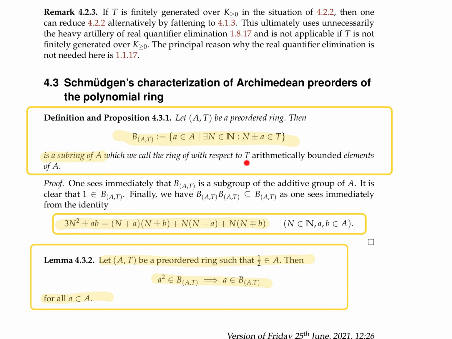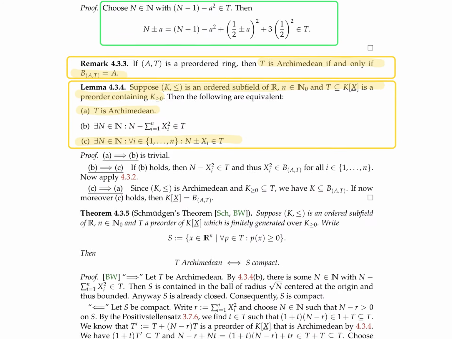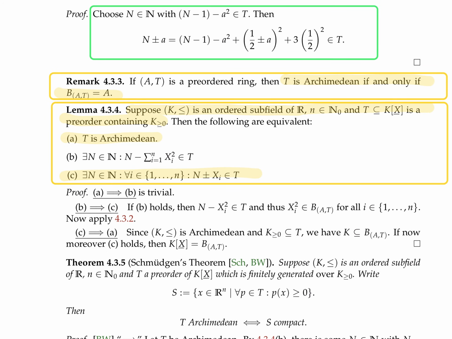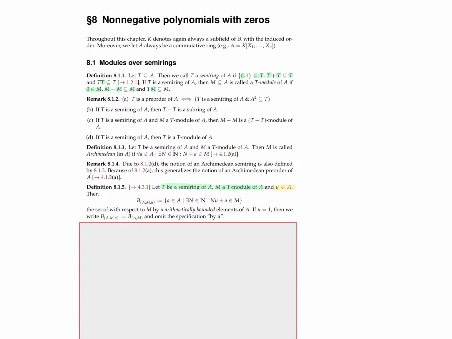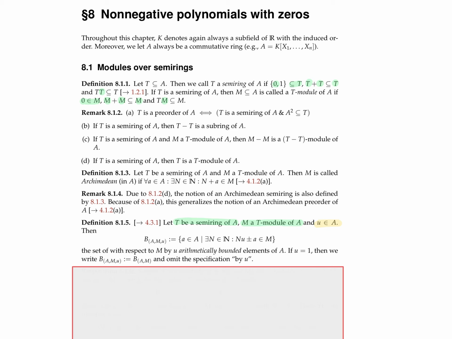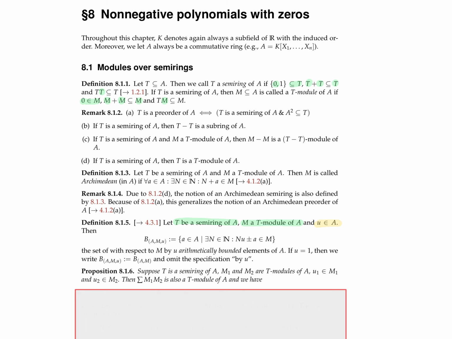And we used this fact that it is a subring, this set of arithmetically bounded elements with respect to a preorder, in order to show that some preorders are Archimedean. That was actually a tool for showing that some preorders are Archimedean. We used this as a tool in this characterization, for example, of Archimedean preorders. So that was very important, although it's very easy things.